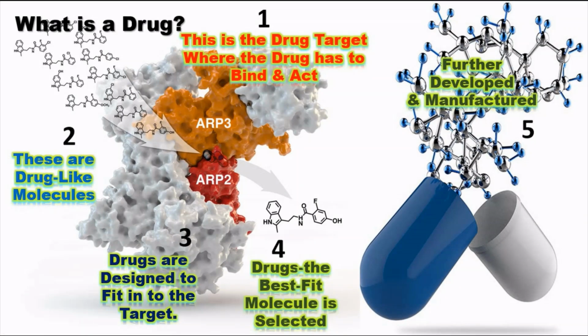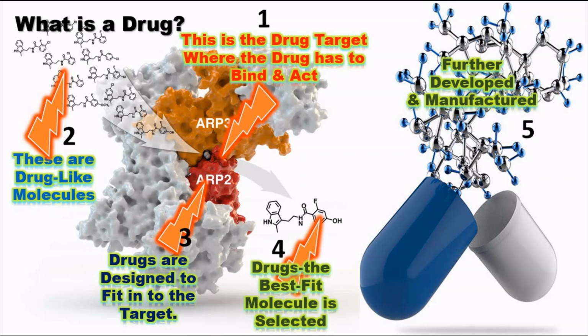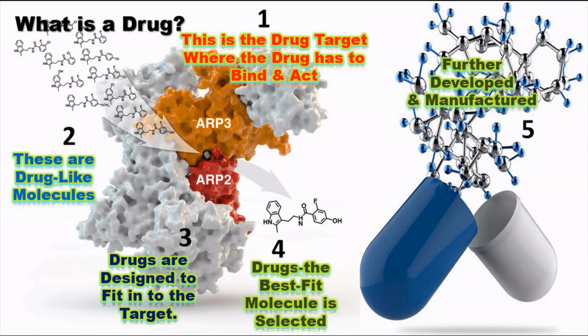It starts with the drug target, where the drug has to bind and act. This may be a gene, it may be a gene product, it may be in the organism, it may be anywhere. The drug will go and bind to this target, and then the effect is brought about. So we have to work on the basis of the drug target, on the structure of the target. So that is the first step.